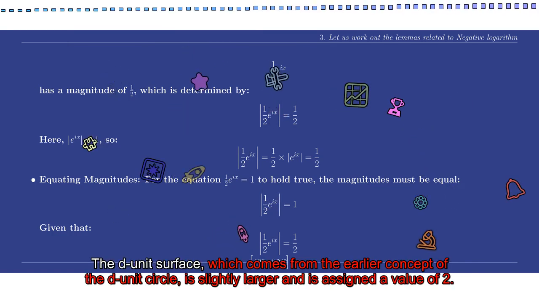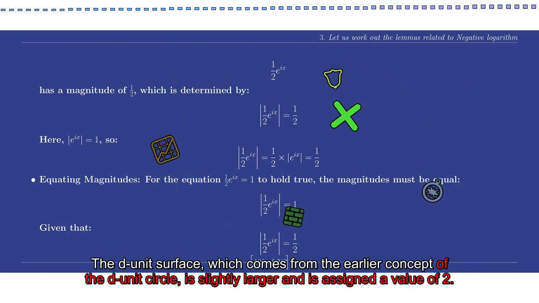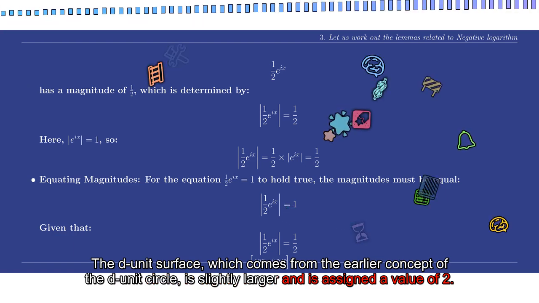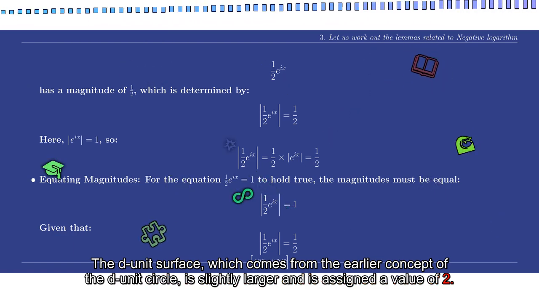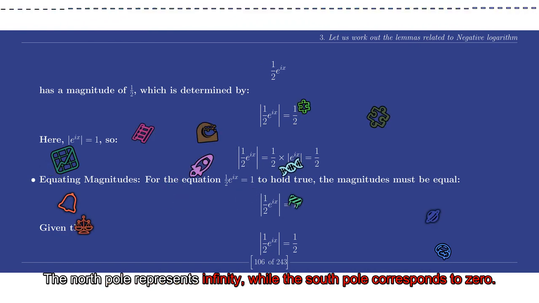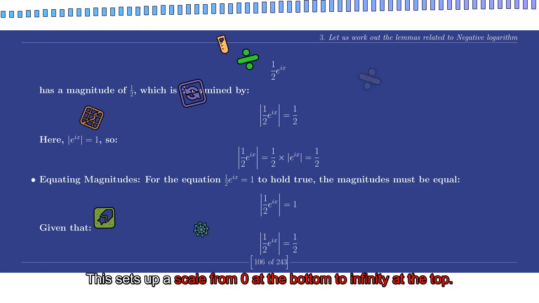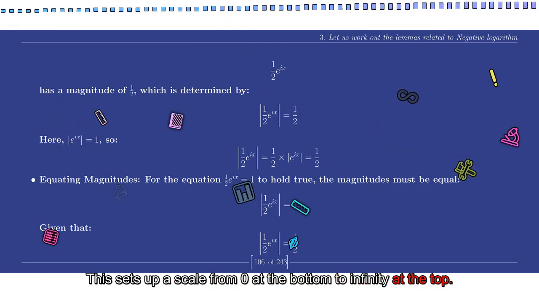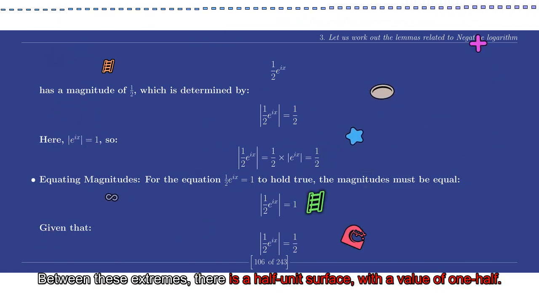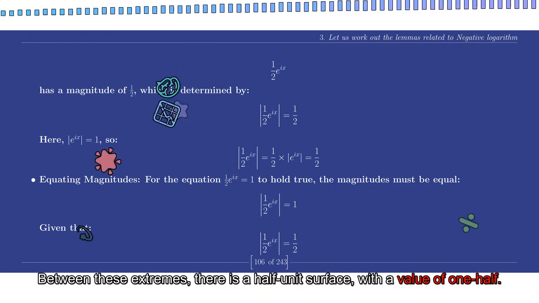The d-unit surface, which comes from the earlier concept of the d-unit circle, is slightly larger and is assigned a value of 2. The North Pole represents infinity, while the South Pole corresponds to 0. This sets up a scale from 0 at the bottom to infinity at the top. Between these extremes, there is a half-unit surface with a value of 1/2.